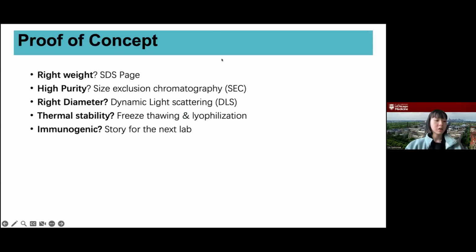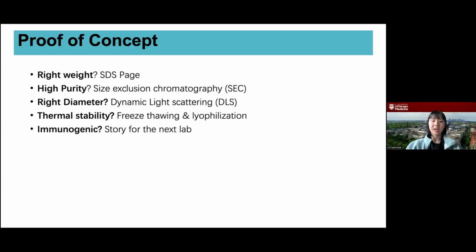I'm not going to go into a lot of the details of how you exactly characterize these proteins, but please take this as a pioneering work in progress that I'll tell you about. To confirm that we have the right weight of the protein, we usually run SDS-PAGE and also Western blot to confirm that it's the right size after conjugation. We also purify them with size exclusion chromatography, and finally we ensure that our particles are the right size using dynamic light scattering.